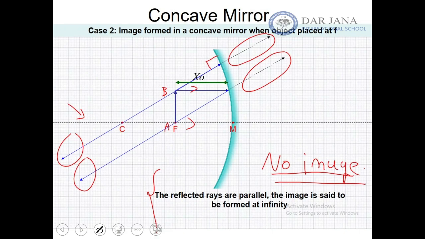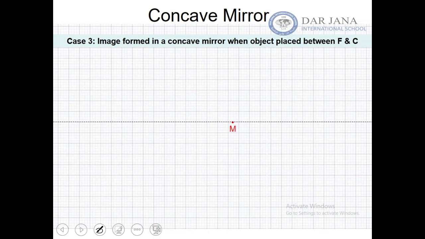Now, the distance from the object to the mirror is XO, and the distance from the focal point to the mirror is F, which is the focal length. Case number 3. Now, we will place the object between C and F. We can notice that everything depends on the position of the object. Now the position is between C and F.